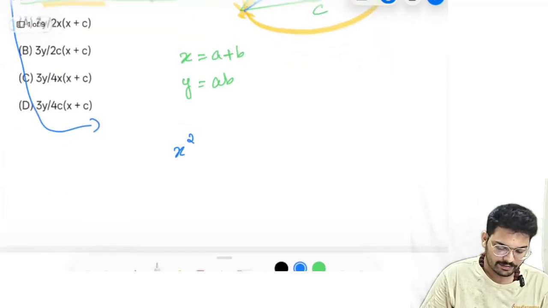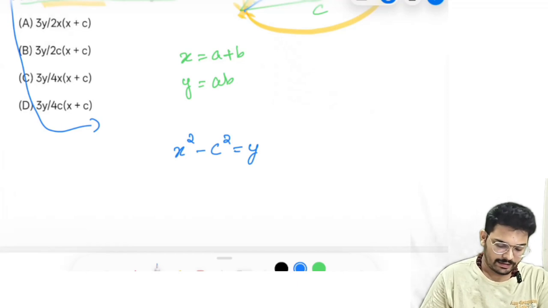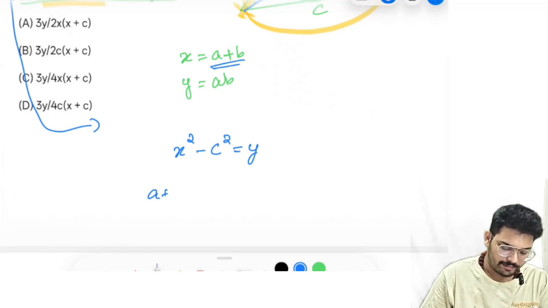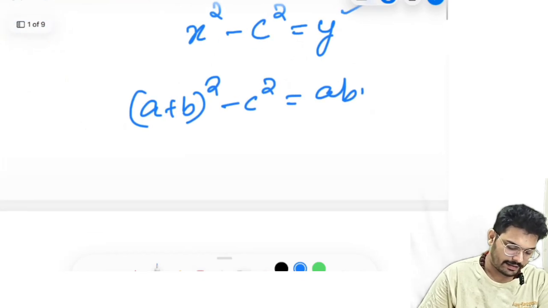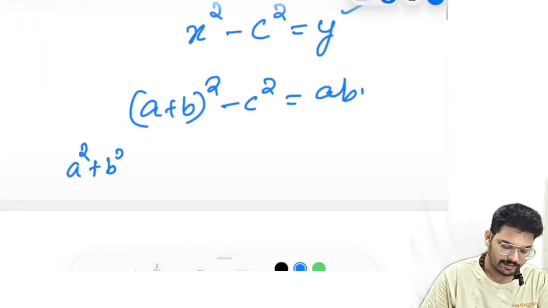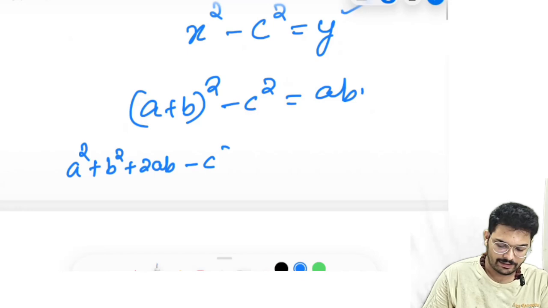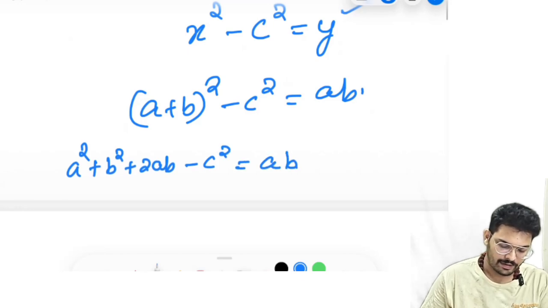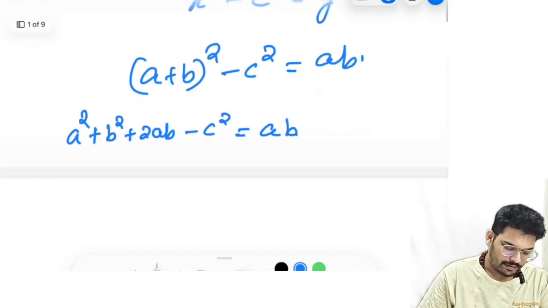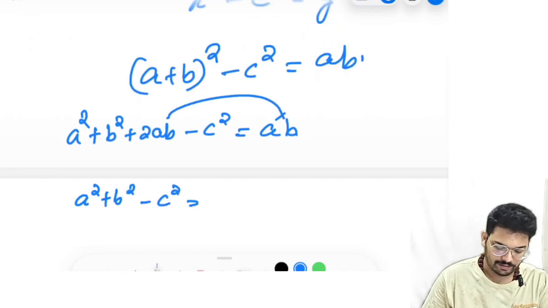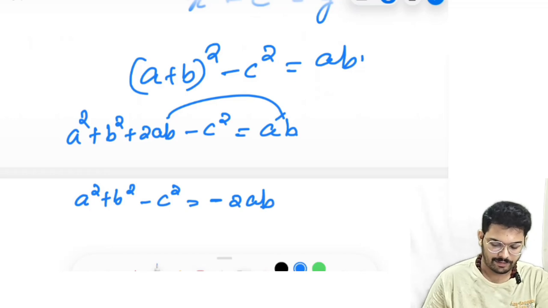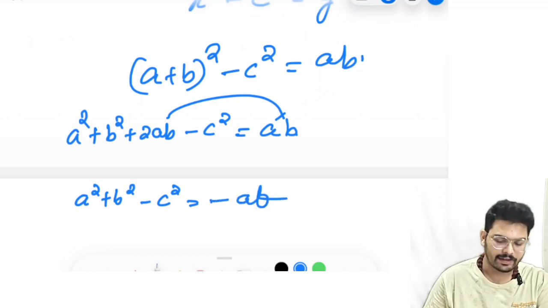x square minus c square equal to y. Here x square value will be a plus b the whole square minus c square, which is equal to y, that is equal to ab. Now we will be expanding this, a plus b the whole square, that is a square plus b square plus 2ab minus c square, which is equal to ab. Now a square plus b square minus c square equal to, I will be bringing this value here, so it will become minus 2ab plus ab, which is minus ab.